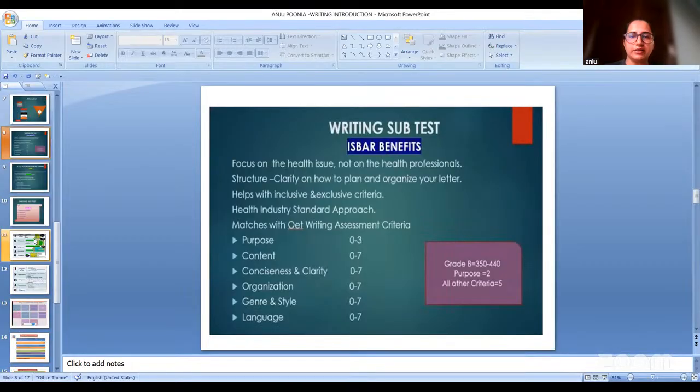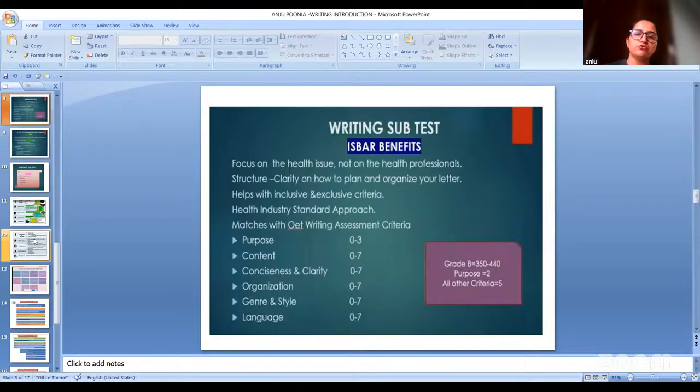If we understand ISBAR, it doesn't mean we need to be very competent in English. Sometimes it doesn't matter; if we are following ISBAR, our English is not required to be too good. If we know how to organize the letter and follow ISBAR, we easily get the desired score.